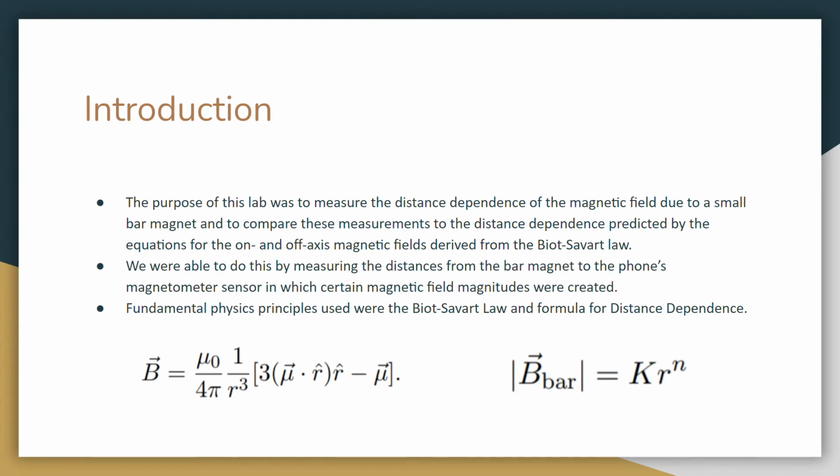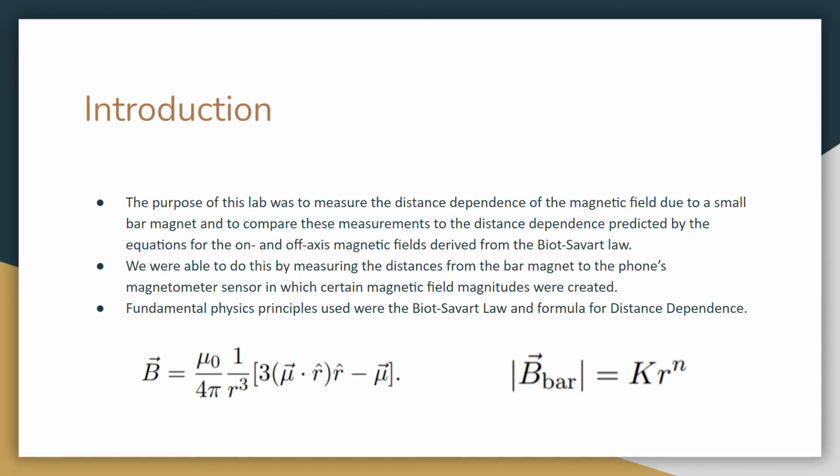The purpose of this lab was to measure the distance dependence of the magnetic field due to a small bar magnet and to compare these measurements to the distance dependence predicted by the equations for the on and off axis magnetic fields derived from the Biot-Savart law. We did this by measuring the distance from the bar magnet to the phone's magnetometer sensor at which certain magnetic field magnitudes were created. The fundamental physics principles we used were the Biot-Savart law and the formula for distance dependence.